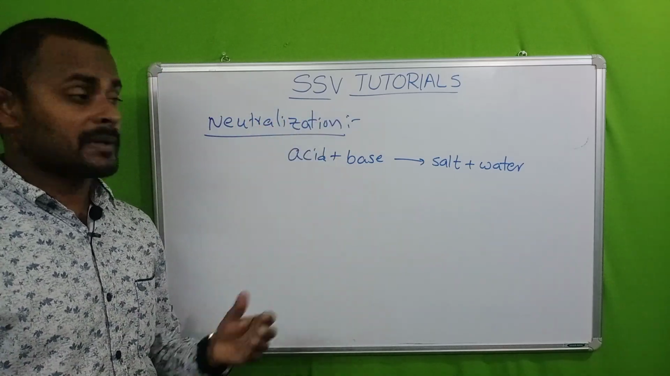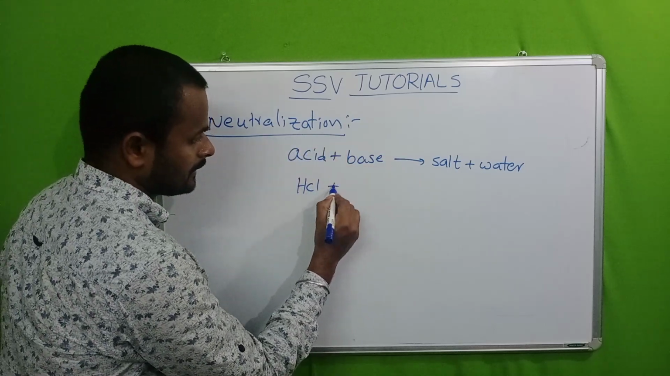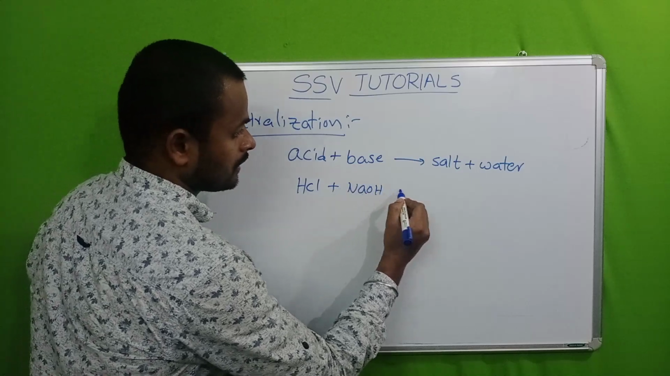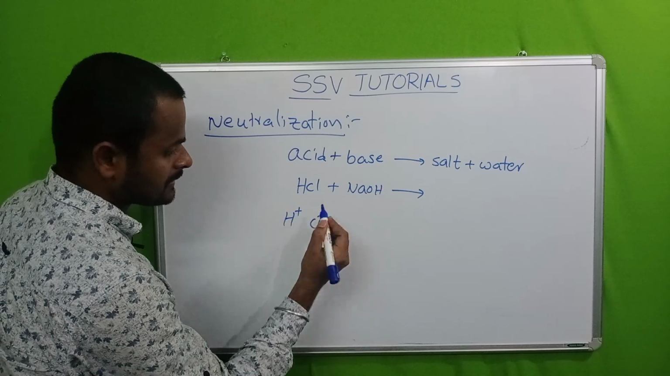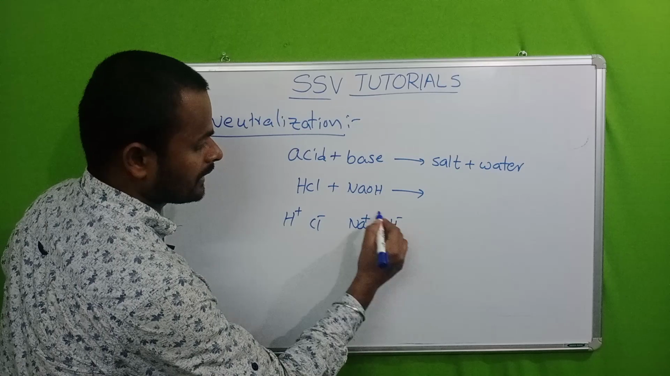Let me explain with an example. Take an acid HCl and a base NaOH. Now what is formed? The acid ionizes as H plus and Cl minus, and NaOH is Na plus and OH minus.